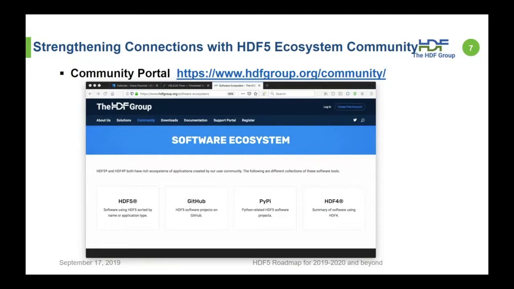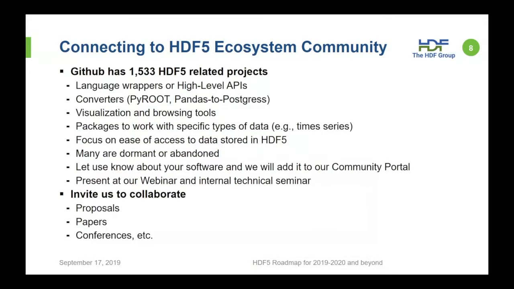On GitHub we connect, and it's now 1,553 projects that use HDF5, also Python and HDF4. Unfortunately, many of those projects are dormant. They're good projects. They started life in 2008, and the last contribution was in 2009, for example. But some projects are really active, and usually it's language wrappers or high-level APIs, converters, for example, for root or pandas to Postgres, they use HDF5 files, visualization and browsing tools, especially in Python, packages to work with specific types of data, for example, time series.